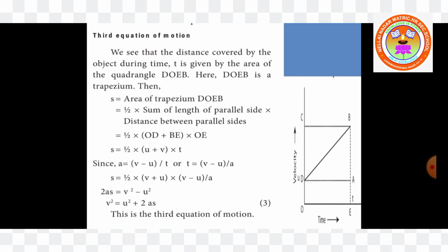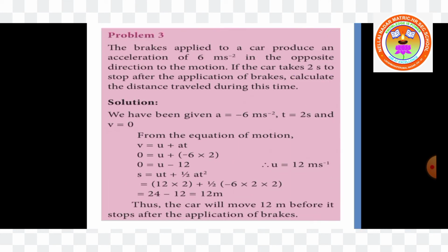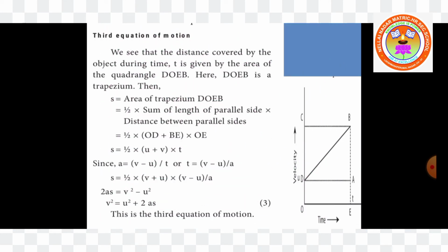So what is the value of A plus B into A minus B? That is A square minus B square. So this equation is modified to 2AS is equal to V square minus U square. In the next step we can write V square is equal to the right hand side minus U square. It will become positive on the left side. So we can write V square is equal to plus U square plus 2AS. So V square is equal to U square plus 2AS. This is the third equation of motion. Okay students.